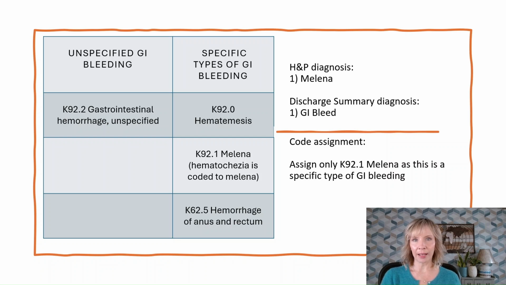Melena, hematochezia, hematemesis, and rectal bleeding all describe specific forms of GI bleeding, so if any of these terms are documented, the appropriate code for melena, hematochezia, hematemesis, or rectal bleeding should be assigned rather than gastrointestinal hemorrhage unspecified. For example, if the H&P documentation indicates melena and then the discharge diagnosis is simply GI bleeding, assign only the code for melena as this is the specific type of GI bleeding.